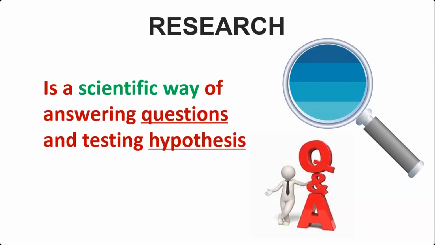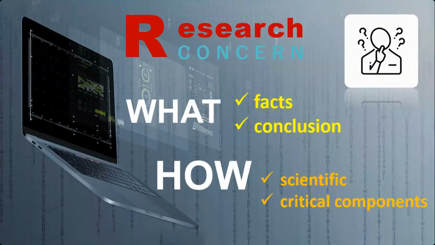You want to test hypotheses, especially in social science, they want to test some hypothesis. So from research, it will answer that question. Research is concerned with two parts, which are the what and how. When we talk about what, it is related to the fact and conclusion.